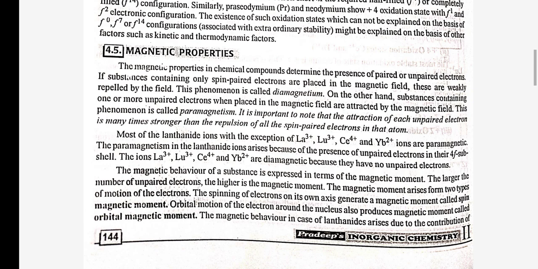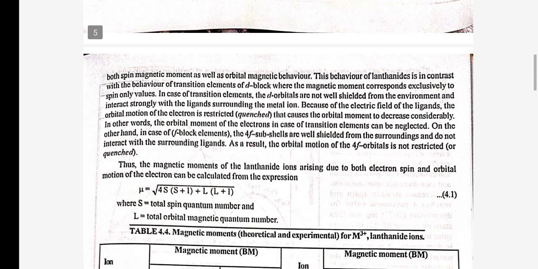The magnetic behavior of a substance is expressed in terms of the magnetic moment. The larger the number of unpaired electrons, the higher the magnetic moment. The magnetic moment arises from two types of motion of the electrons. The spinning of the electron on its own axis generates a magnetic moment called the spin magnetic moment. Orbital motion of the electron around the nucleus also produces a magnetic moment called the orbital magnetic moment. The magnetic behavior in the case of the lanthanides arises due to the contribution of both the spin magnetic moment as well as the orbital magnetic moment.